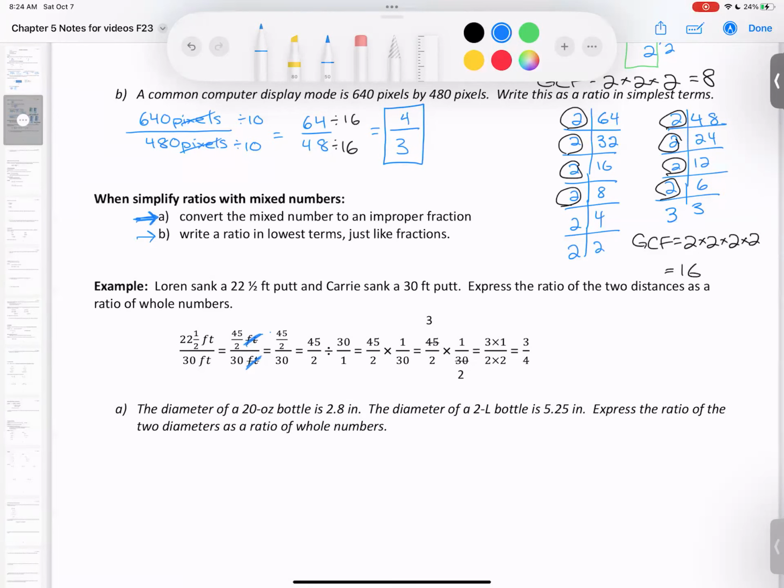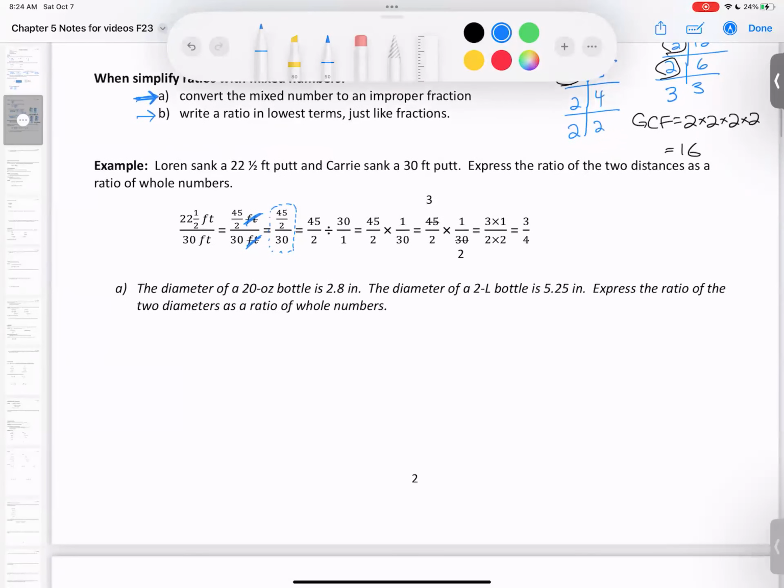So here we've got our complex fraction. We're going to express that with a division sign like they've done in the next step there. So that's the same thing as 45 over 2 divided by 30 over 1. Now that we have it like that, we can flip and multiply and then do some cross simplification to arrive at our simplified answer.